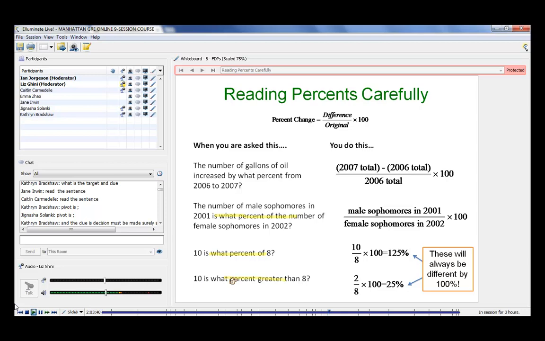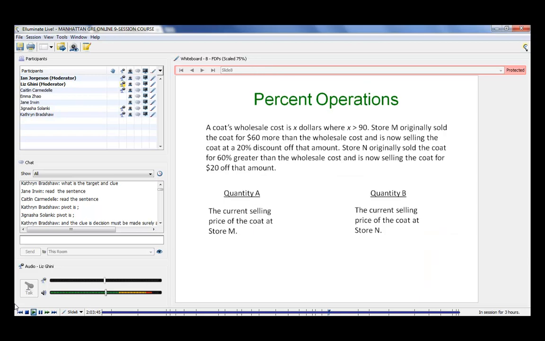All right, so enough of a warm-up with reading the darn things carefully. Let's try some problems. Okay, percent operations. Let's take a minute and a half and try this one. Here you go.